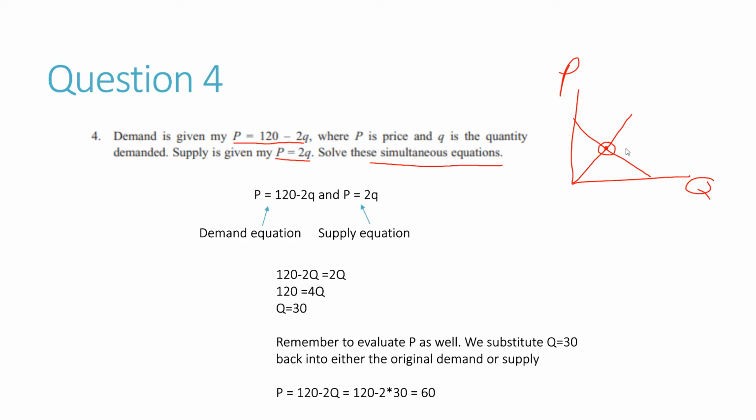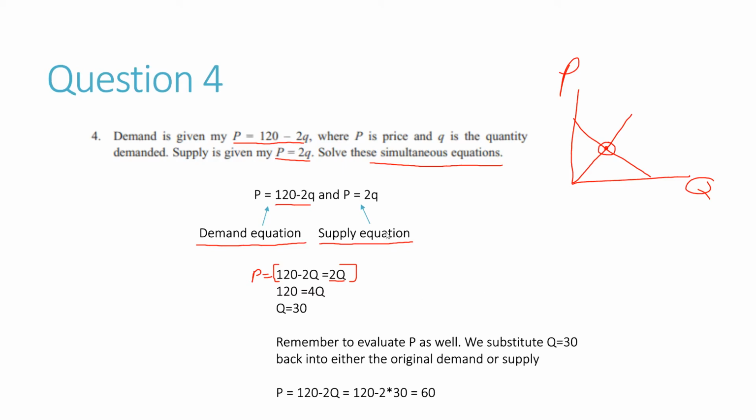As a result, at this point, we know that both of these functions must be satisfied. So P is equal to 120 minus 2Q and P is equal to 2Q. Both must be satisfied. So it lets us do this kind of sneaky little trick. We equate P's. Okay, so I have the demand equation, and I have the supply equation, and I can basically say P is equal to 120 minus 2Q from the demand equation, and then also P is equal to 2Q, the supply equation. So this statement must hold true. And that's the crux of the question.